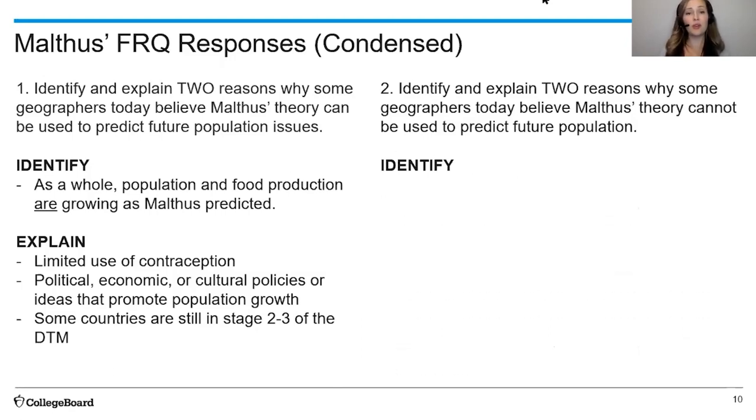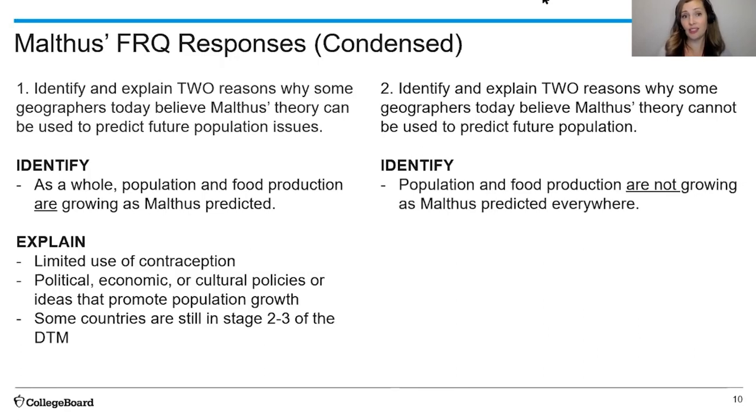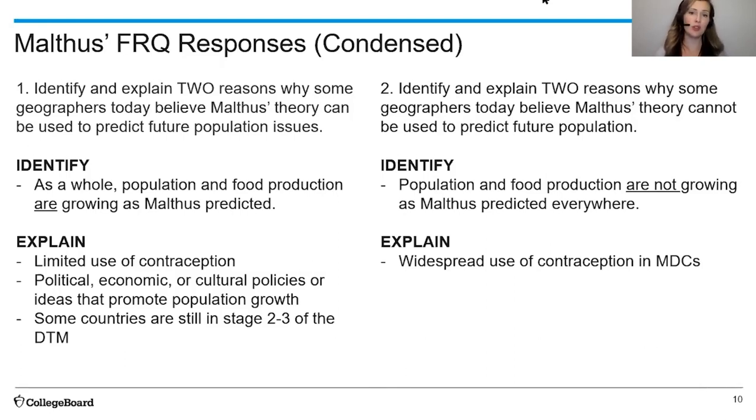Now, if we go to the flip side, how is Malthus wrong in the world today? We could say that, first of all, to identify why he's wrong, population and food production are not growing as Malthus predicted everywhere. There are places where they are growing in very different ways than what he predicted. What would explain this? Well, first of all, there is widespread use of contraception in more developed countries and MDCs. So we do see a drastically reduced total fertility rate in those places.